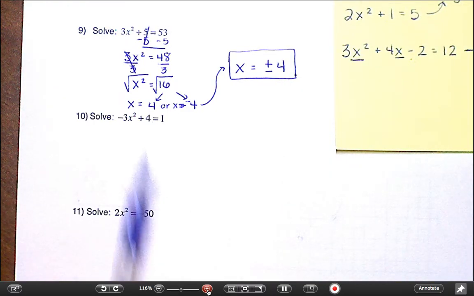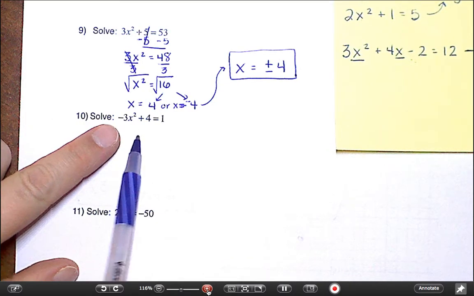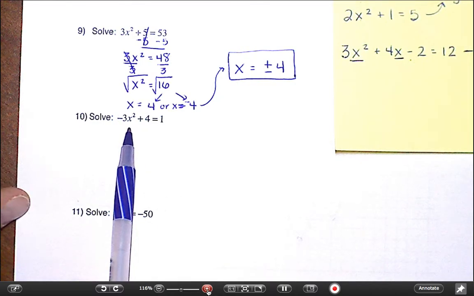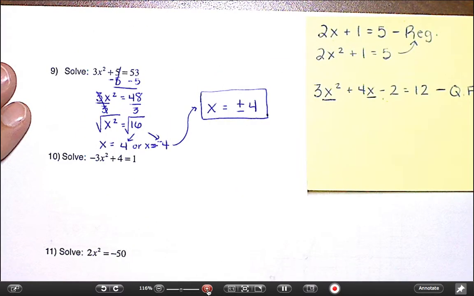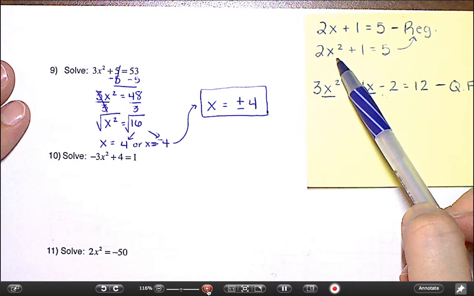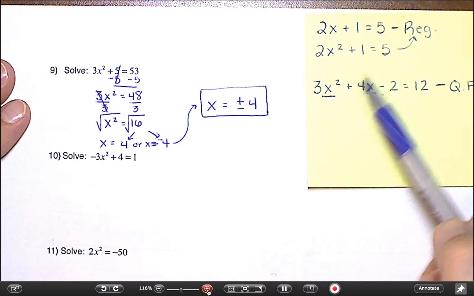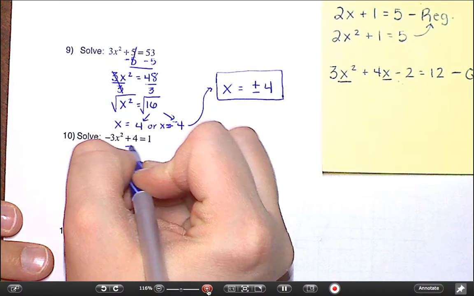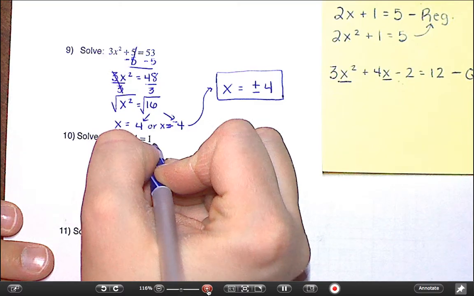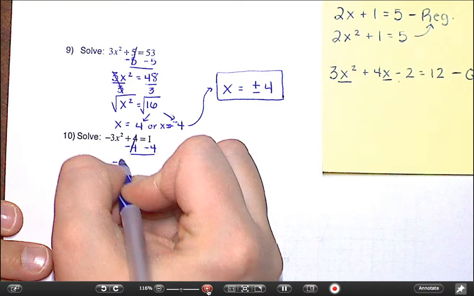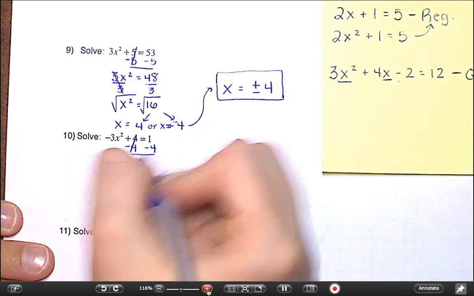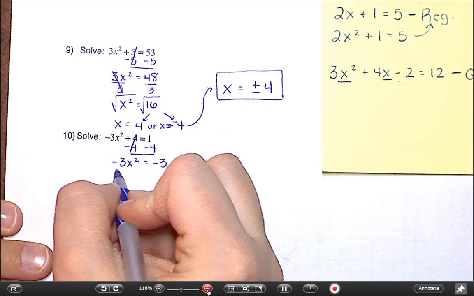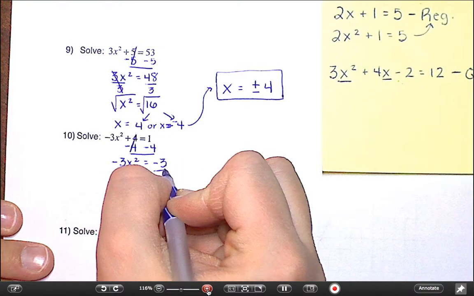Okay, the next one. Again, looking at it, should I use the quadratic formula or should I use just regular solving? Well, it only has an x squared in it. Remember, if you have just an x or if you have just an x squared, you can solve it normally. It's only when you have both that we run into trouble. So again, I would probably minus 4 and minus 4. That gives me negative 3x squared equals negative 3. Divide by negative 3. Divide by negative 3.